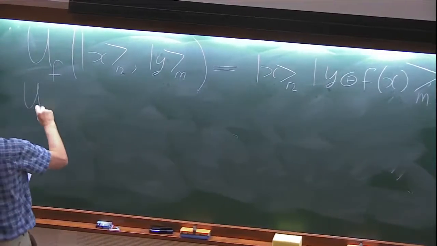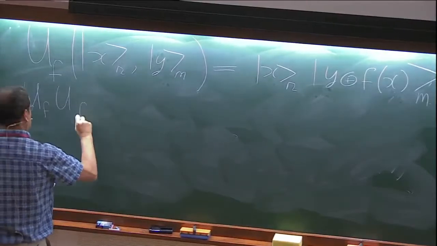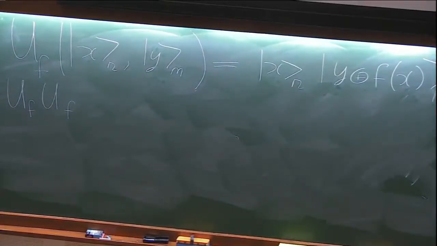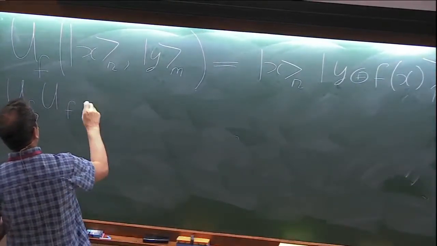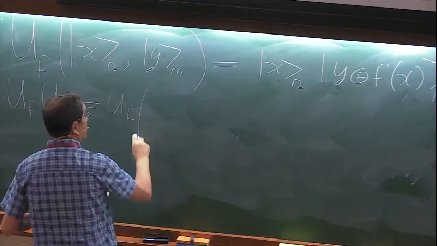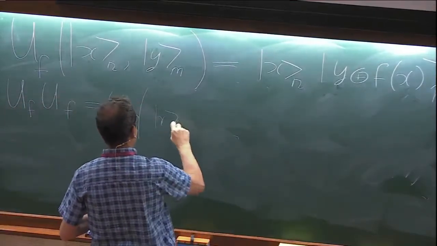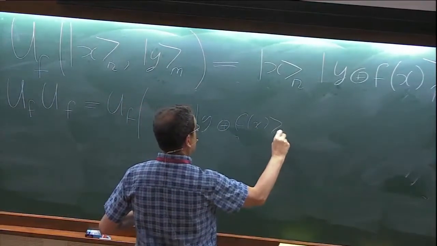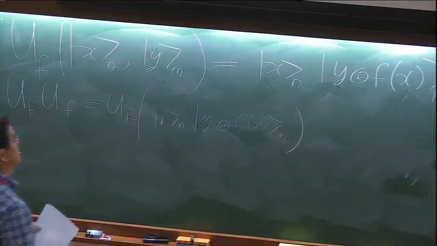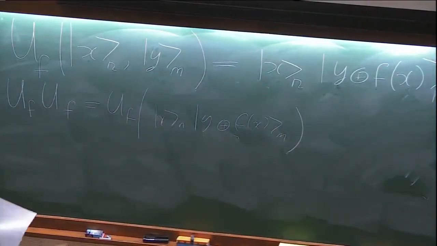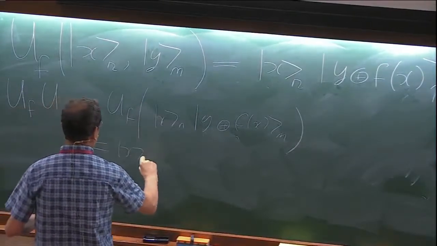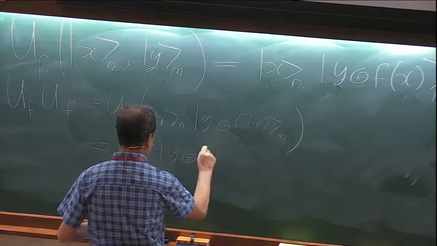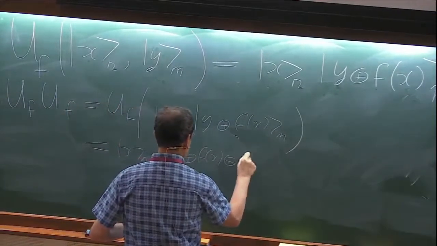So if we act twice, we have to make sure that this is a unitary transformation, that there's an inverse. And so if we act twice, that is U_F acting on this state, x and the exclusive OR of y and f of x with m qubits, and then if we do it again, we get x, and then the output register will be y exclusive OR f exclusive OR f.